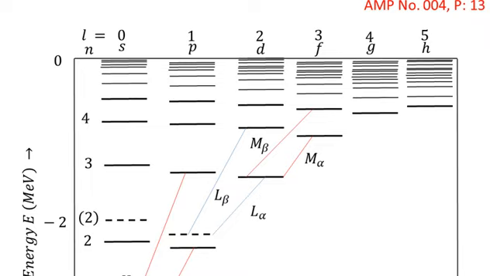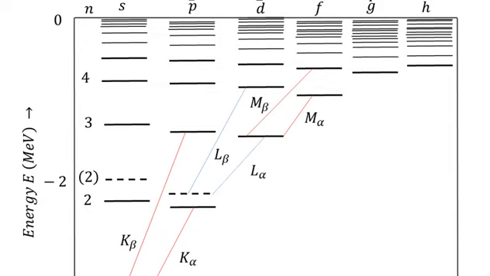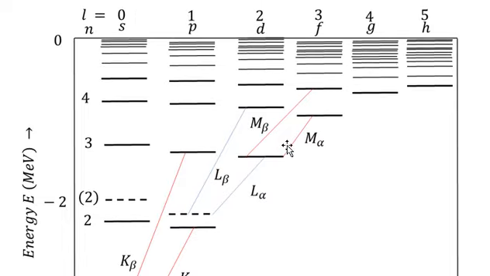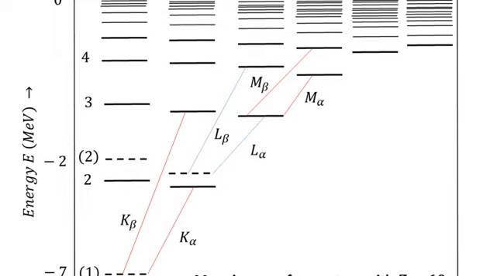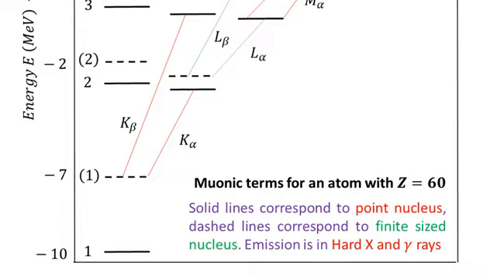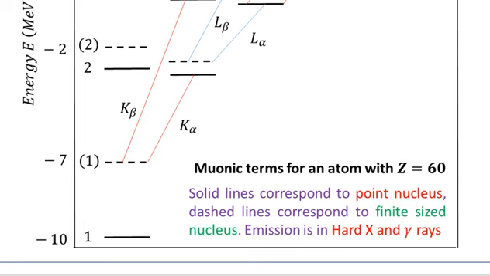So similarly we can show other transitions, but I have shown only a limited number of transitions in order to explain that these transitions have been labeled with notations similar to those used with X-rays, that is K alpha, K beta, L alpha, L beta, M alpha, and M beta. So I have explained in this diagram the muonic atoms going through transitions captured by the lead atom. So this is the lead muonic atoms.